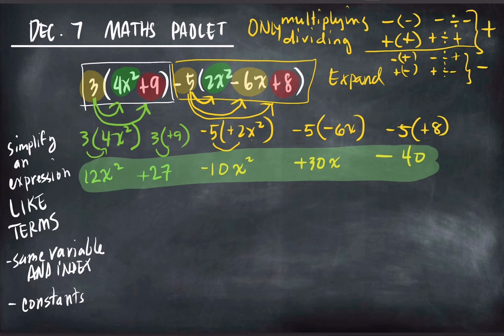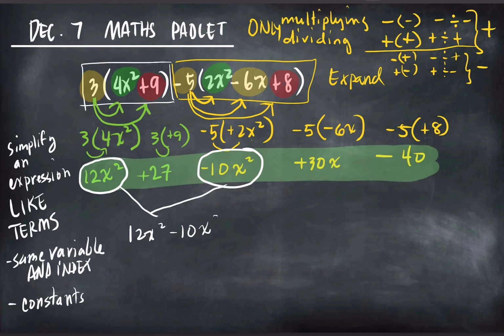Look at it carefully. Okay, we have 12x squared and negative 10x squared. Why? Because you have the same variable x and the same index squared. So we can simplify that. So let's do that now. You end up with 12x squared minus 10x squared is equal to 2x squared. Okay?